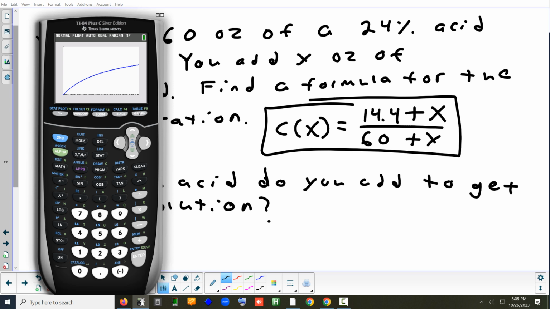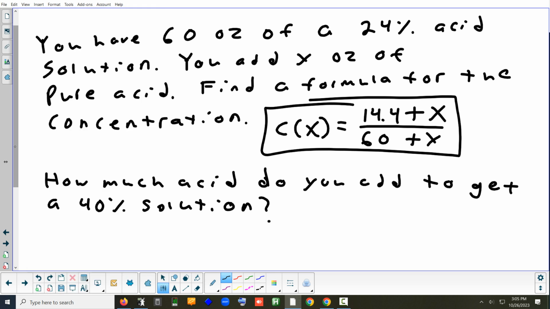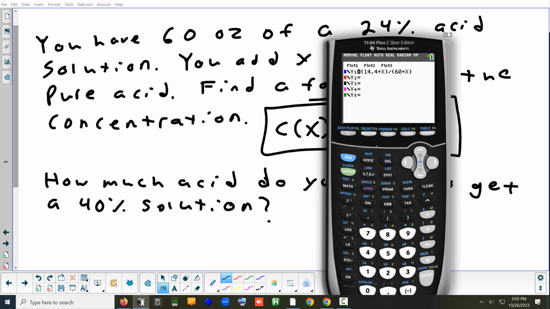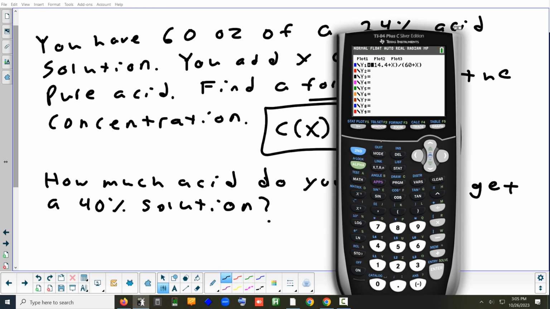And we want to find out when the concentration is how strong? 40%. So under y equals, what could I put under y2 to help me do that? 0.4. Yep, 0.4. Hit graph. So you don't have to add that much acid at all, really, to get that up where you want it.